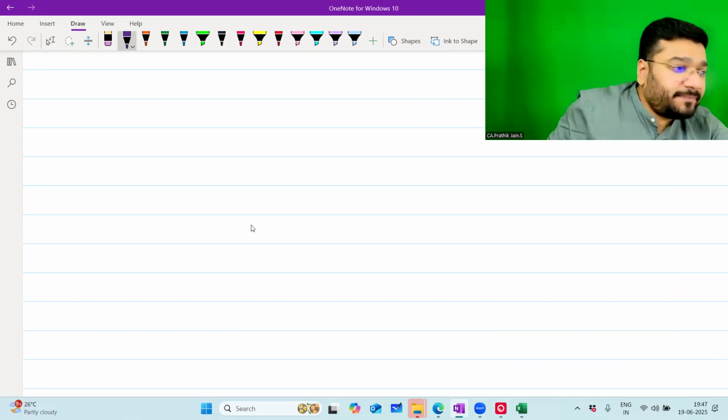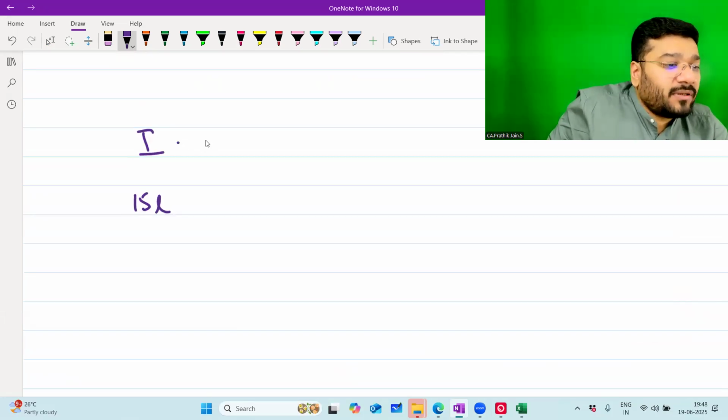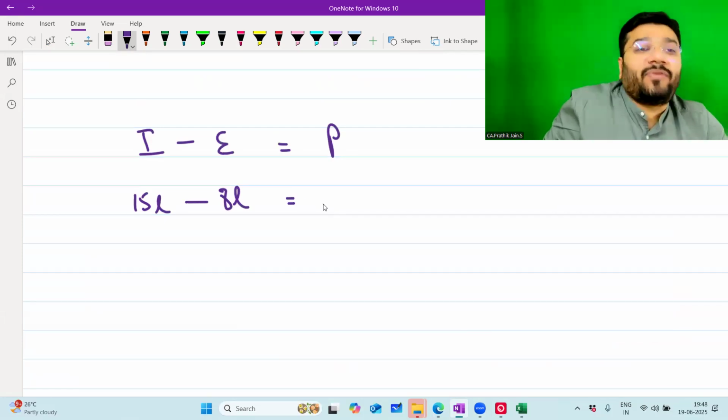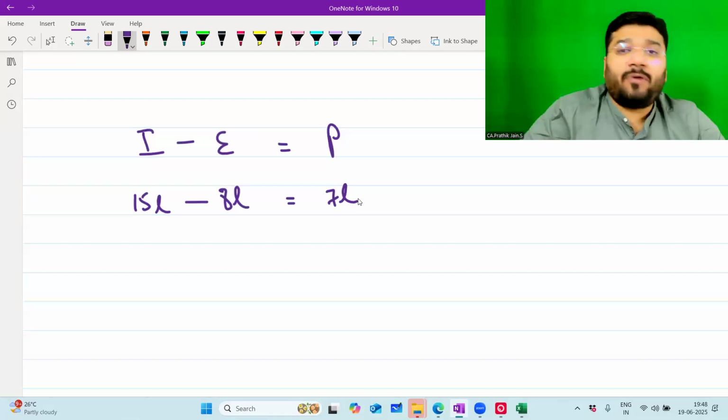I'll just elaborate what he said. Let's say the income of my business is 15 lakh rupees. The expenditure that I incurred is 8 lakh rupees. So what is my profit, people? 15 minus 8 is how much? 7 lakhs. 7 lakh is profit.